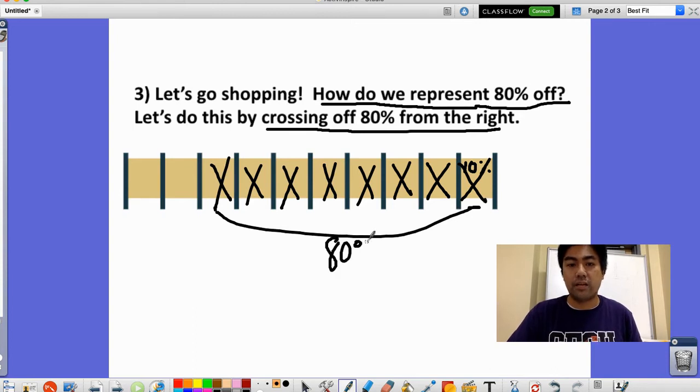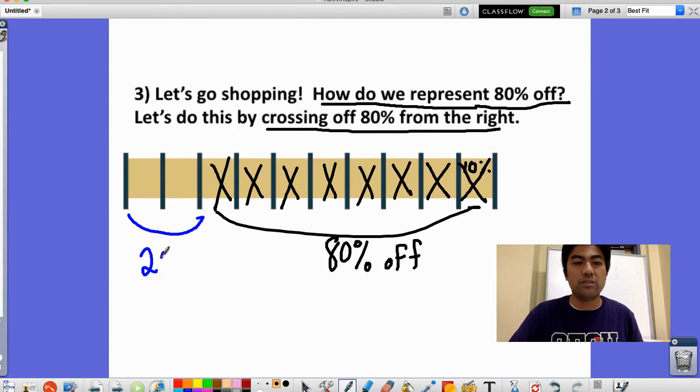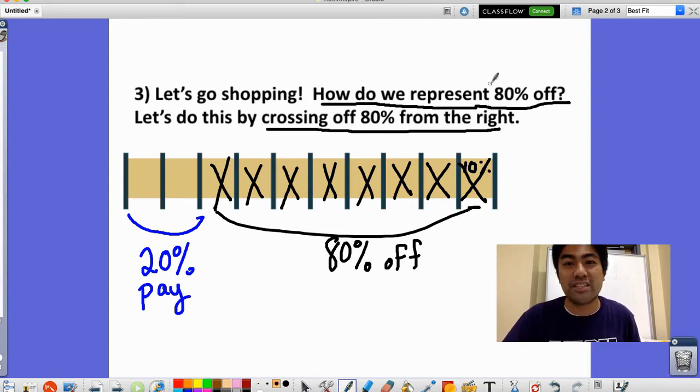Okay, so this is 80% off. By the way, the interesting thing about this part right here, which I'll mark in blue, is what does this 20% mean? I'll pause right here. I'll give you a few seconds to think about that. If this is 80% off, what does this 20% mean in real life? Well, it means that we are going to pay 20%. So, if you ever see a sign in the store and it says 80% off, you're actually only paying 20%.